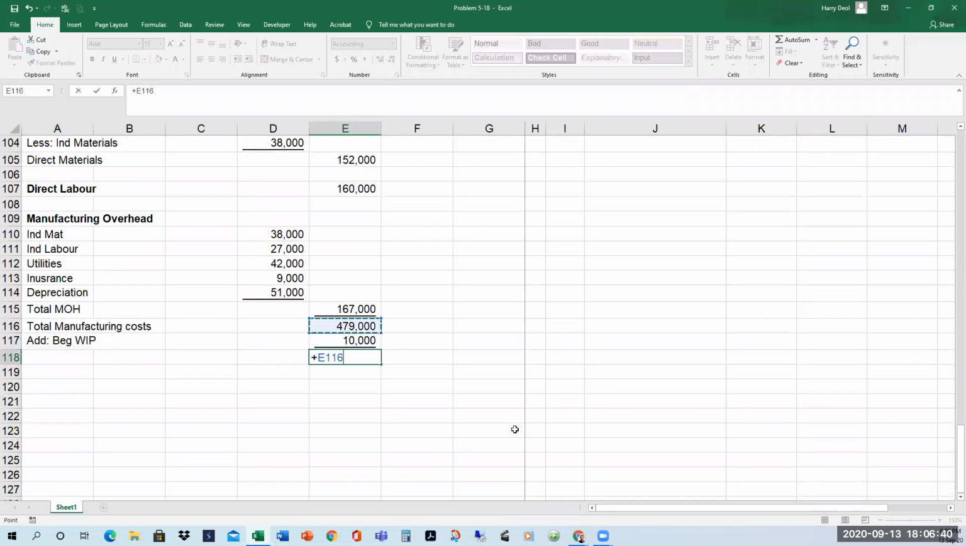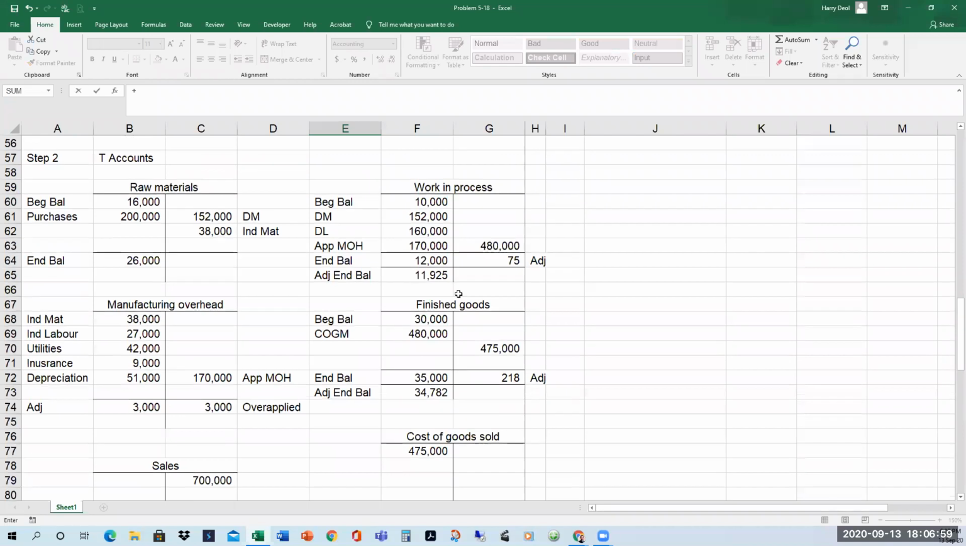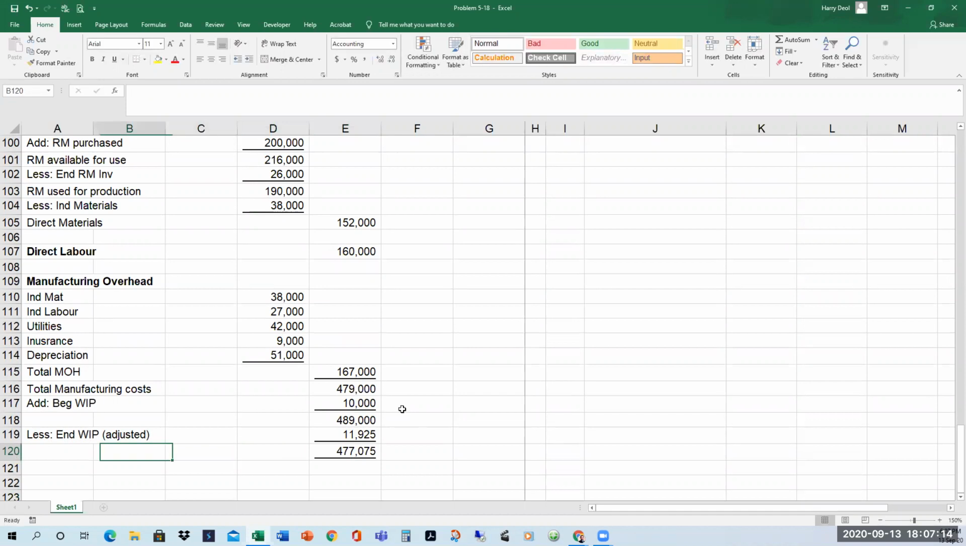And subtract the ending work in process. Here you just have to be very careful. You want to use the adjusted number. So the adjusted balance of work in process, 11,925, not the 12,000, be the adjusted amount. So that will give us cost of goods manufactured, 477,075.